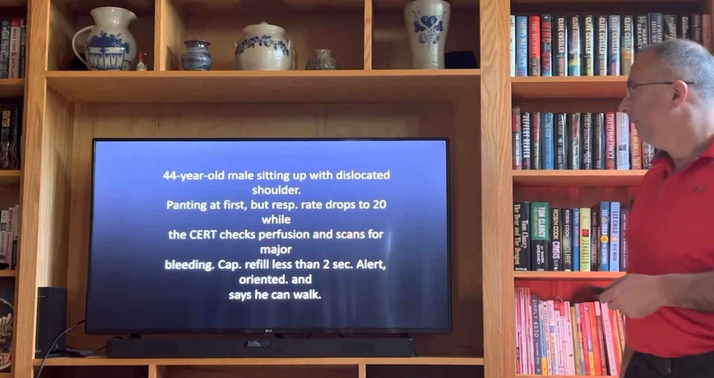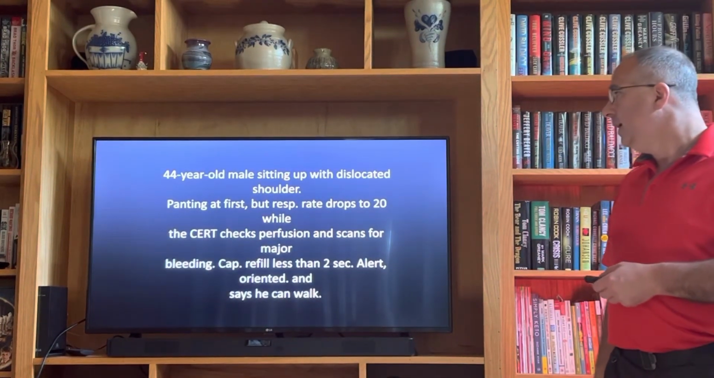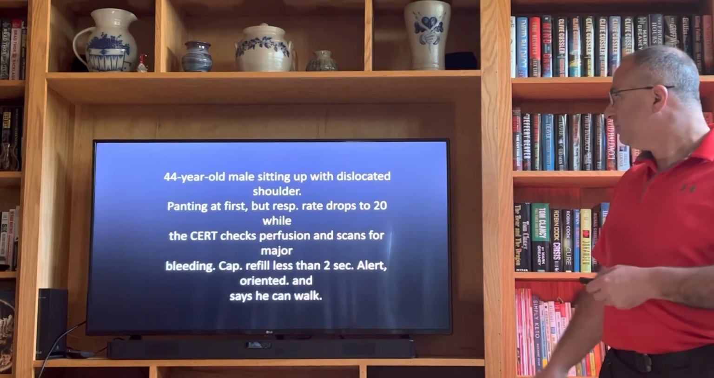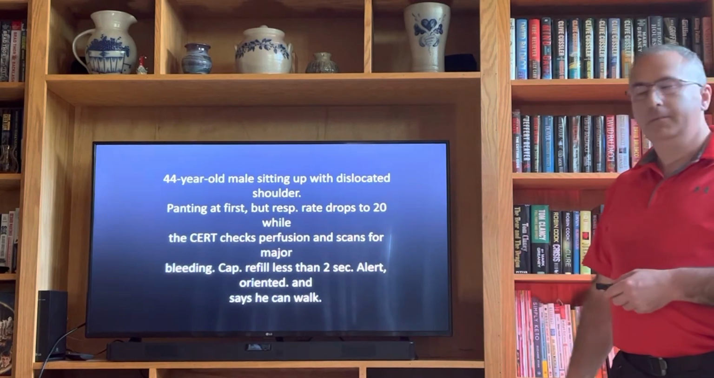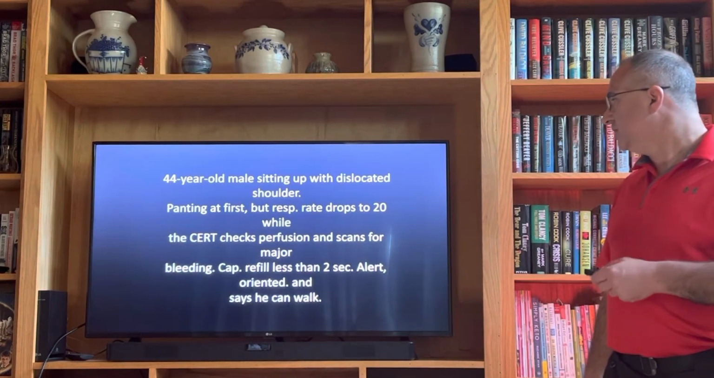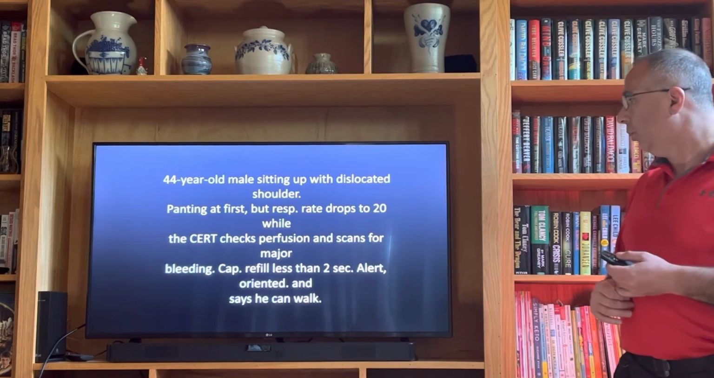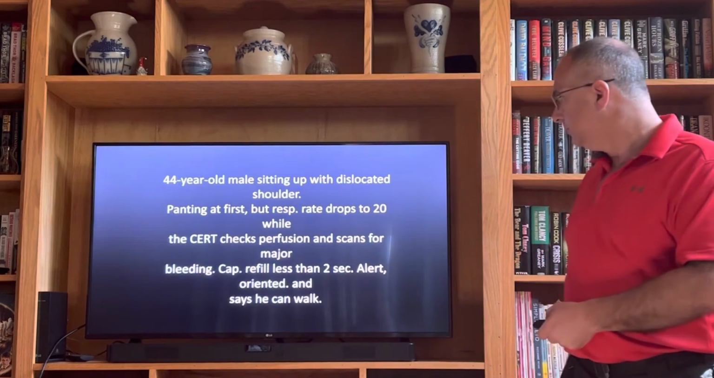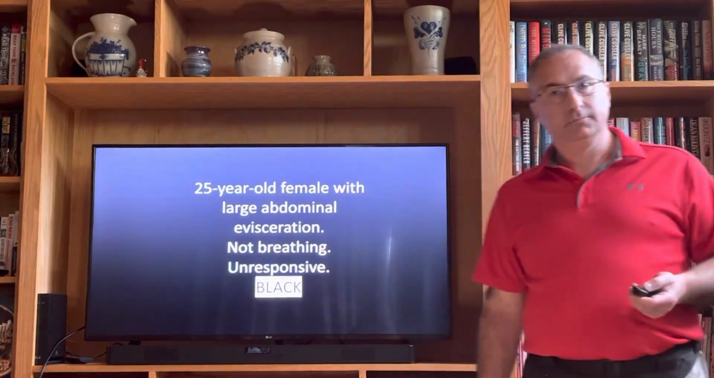What about this one? We have a 44-year-old male sitting up with a dislocated shoulder. He's panting at first. Well, yeah, his shoulder's dislocated, he's hurting, but his respiratory rate drops to 20. Well, the CERT, which is the rescue teams, checks perfusion and scans for major bleeding. He has cap refill less than 2 seconds. He's alert and oriented and he says he can walk. What category do we make him? He is a green category, right?